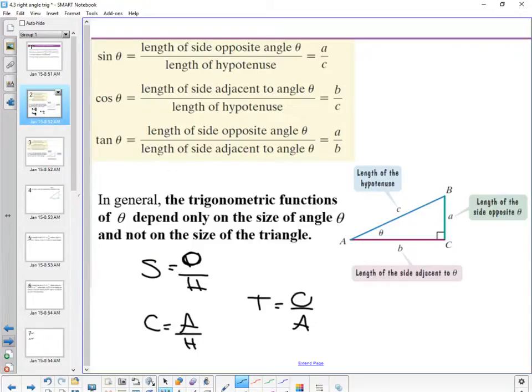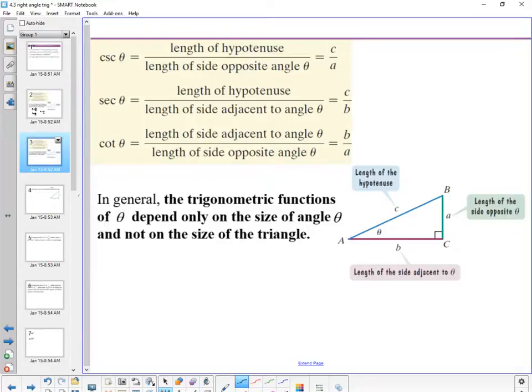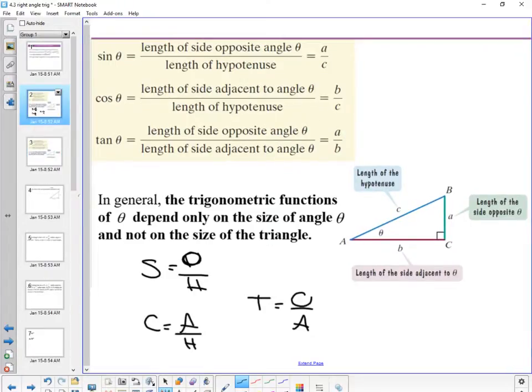Sine is opposite over hypotenuse. Cosine is adjacent over hypotenuse. Tangent is opposite over adjacent. Okay, now the other ones you still need to know. That's on the next slide. It's these guys, right? The cosecant, secant, cotangent. And those are simply reciprocals, literally. You flip them.